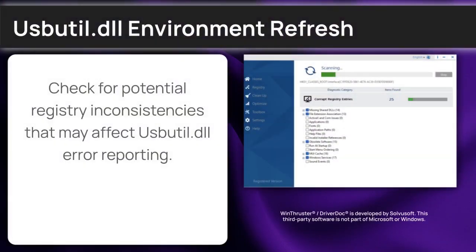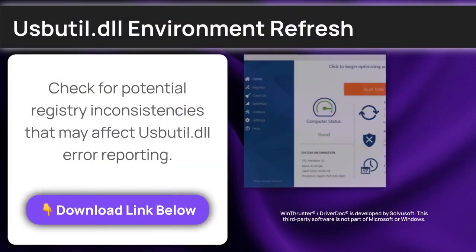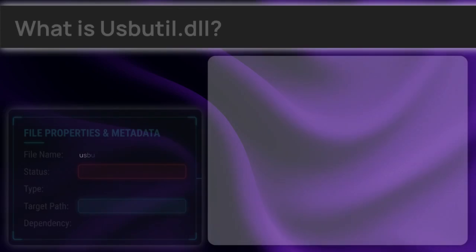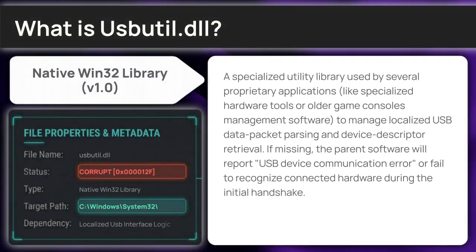To kick off the manual repair for USB Utility Library, you can also find an official toolkit designed for system-level synchronization. This is the USB Utility Library, a specialized utility library used by several proprietary applications like specialized hardware tools or older game consoles management software to manage localized USB data packet parsing and device descriptor retrieval. If missing, the parent software will report USB device communication error or fail to recognize connected hardware during the initial handshake. Now let's dive into the solution, starting with a standard reinstallation.